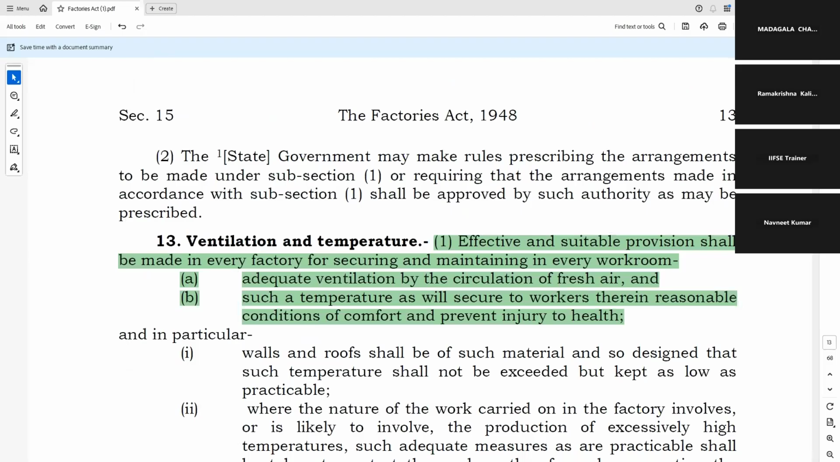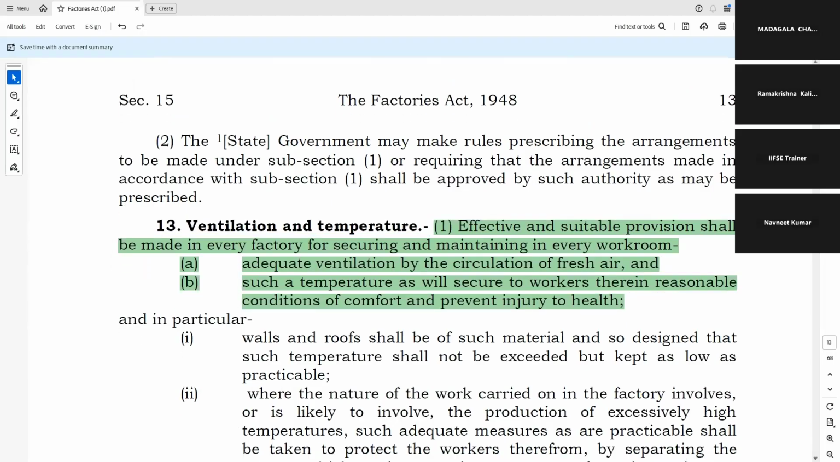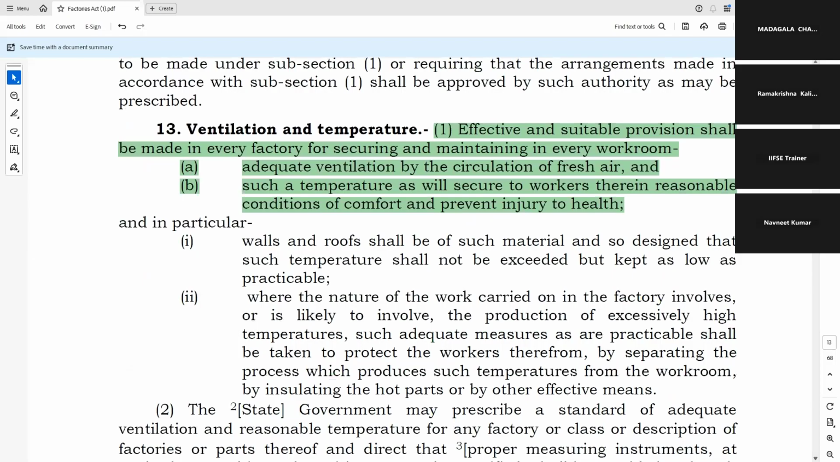The State Government may make rules or prescribe arrangements under subsection 1, or require that arrangements made in accordance with subsection 1 shall be approved by the authority as may be prescribed. When you say rules, we have the Hazardous Waste Management Rules, which we use to dispose of our waste.